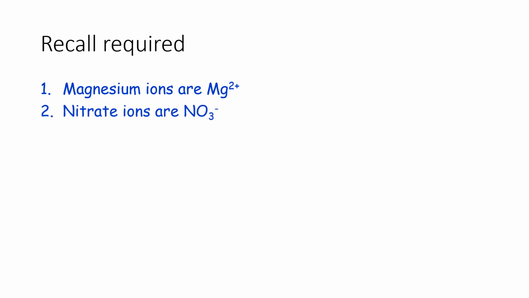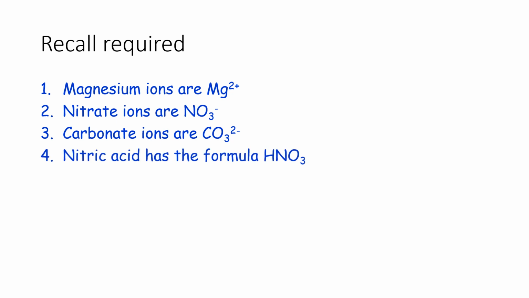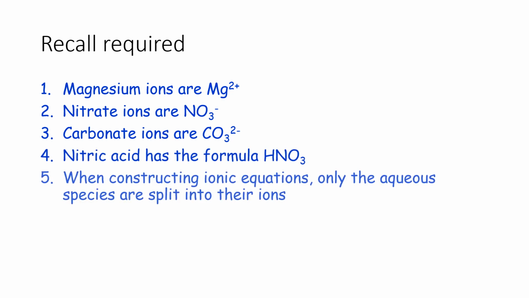So the recall required is basically a working knowledge of your ions and their formulae, the common ones in A level. The ones that are relevant are magnesium 2+, nitrate NO3-, and carbonate CO3 2-. Nitric acid has the formula HNO3. And finally, when constructing ionic equations, only the aqueous species are split into their ions. All other state symbols are left alone.